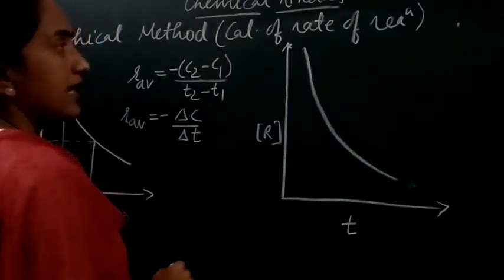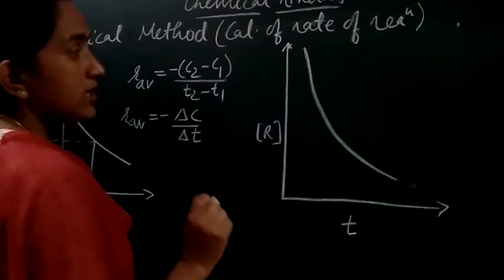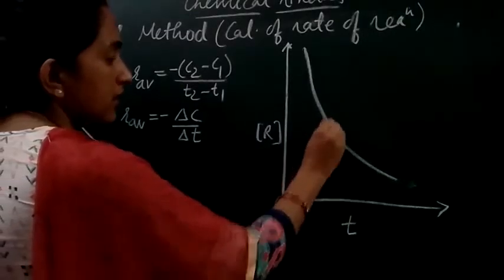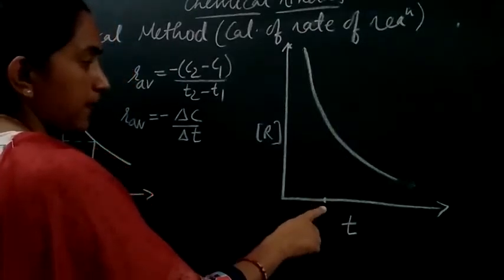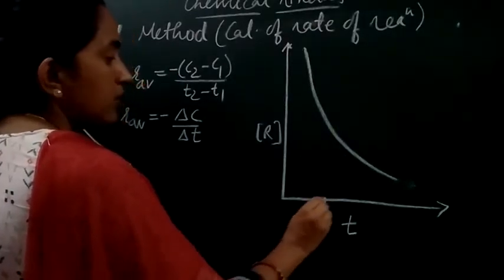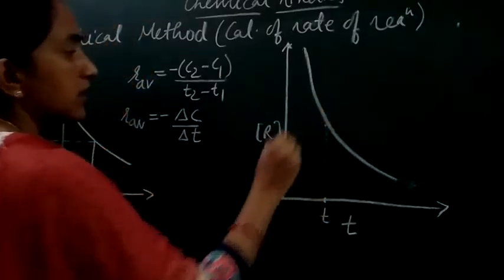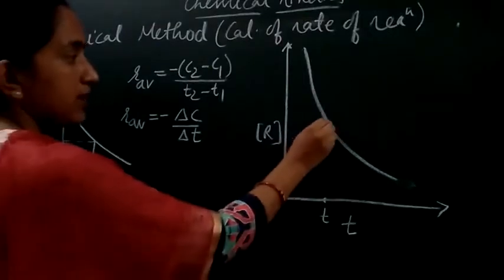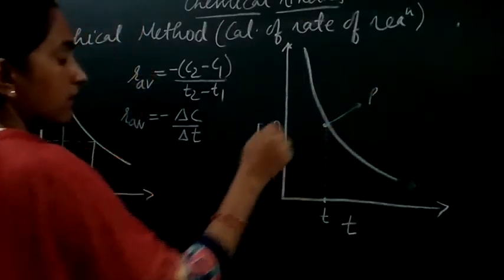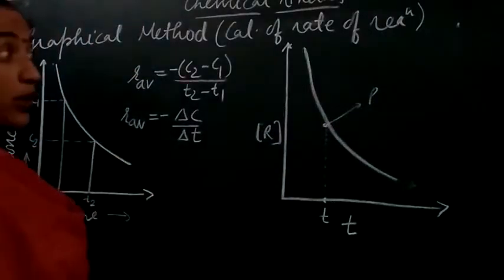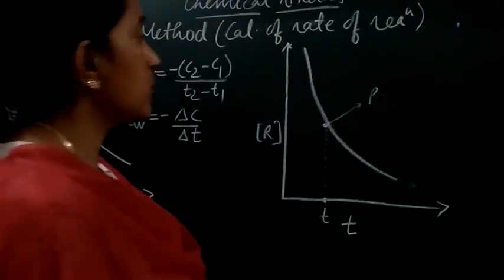The difference lies here: for the instantaneous rate, we have to find out the rate at an instant, so a particular instant will be there. Let it be this one. I want to find it out at this time. So I will get the point obtained on the curve. Once I obtain this point, the point P, I have to get the rate at this point, that is the instantaneous rate. What I will do is draw a tangent at this point.